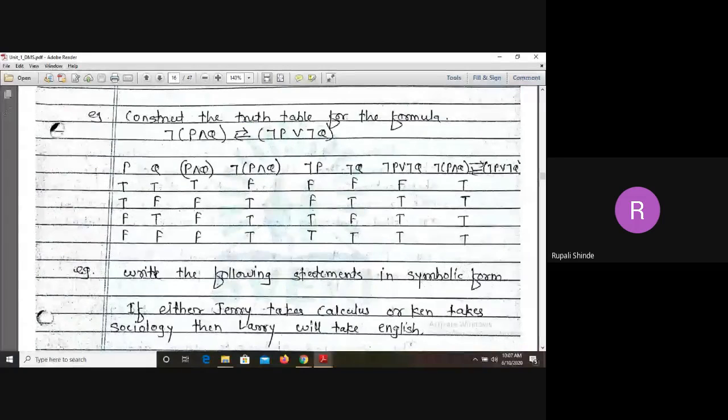So first step, we have to find out how many atomic statements or primary statements there are. We can consider the first one, Jerry takes calculus, as one statement, Ken takes sociology as the second statement, and Lori will take English as the third statement. So here we can say that three statements are there. Okay. Now assign variables for these three statements, like P, Q, R or J, K, L, and convert this statement into symbolic form. Can you convert it? Or shall I solve this example? Yes, ma'am.